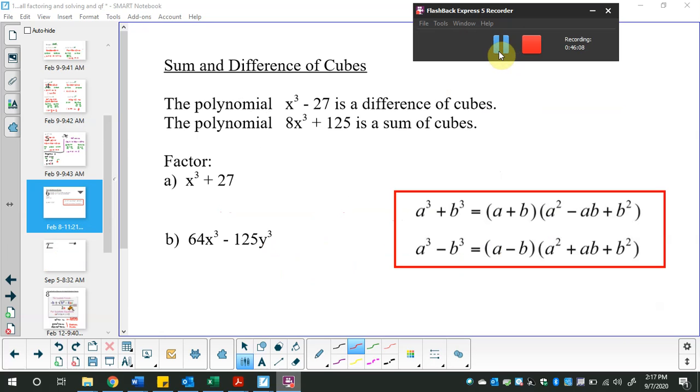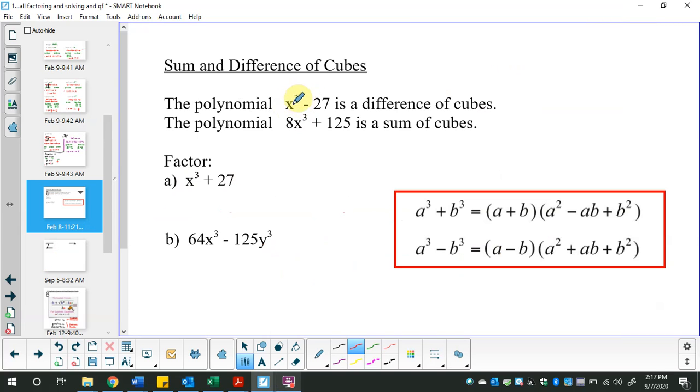All right, so sum and difference of cubes, it's one or the other. They're all based on cubes. This is a cube that you can cube root. This 3 times 3 times 3 can be cube rooted. 8 is 2 times 2 times 2. 125 is 5 times 5 times 5. So they're all cube rootable numbers, in case that's an actual word. This is a difference of cubes because it's got a minus sign. This is a sum of cubes because it's got a plus sign.